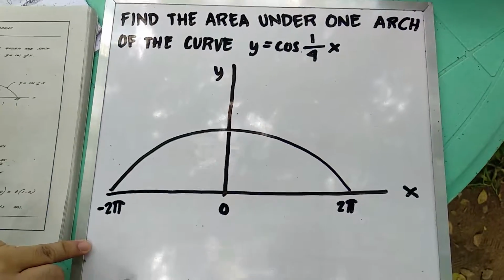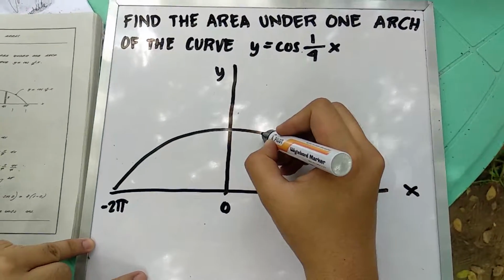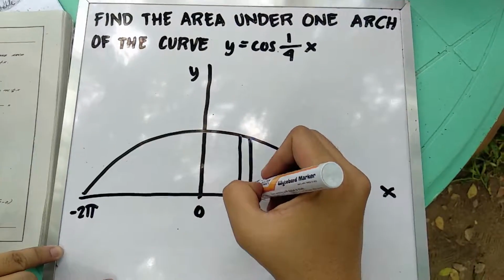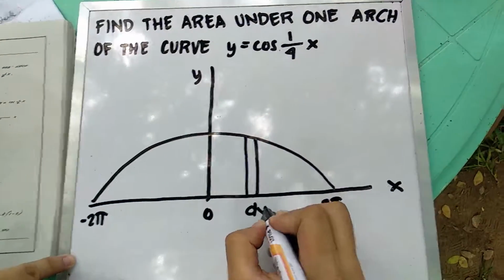Find the area under one arch of the curve y equals cosine of 1/4 x.